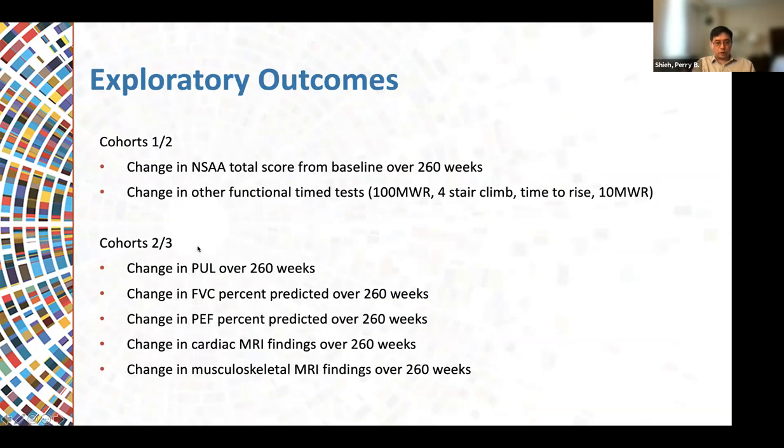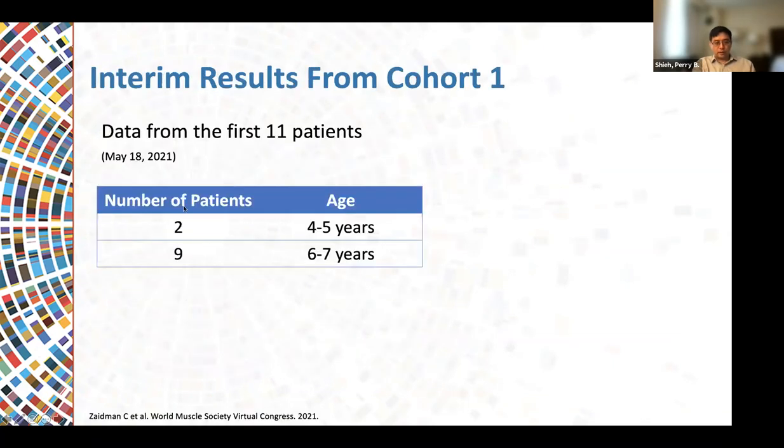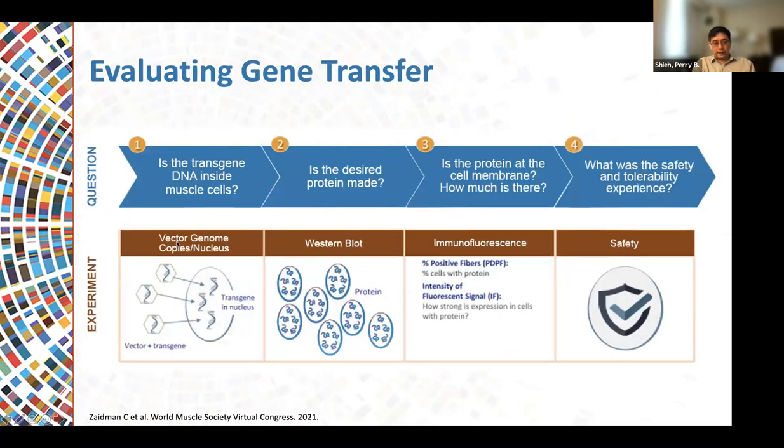So there are three cohorts. We'll be talking about the first 11 patients. These are their ages. And again, looking specifically at what was in the muscle biopsy, so how much DNA was ending up in there, how much protein was ending up there by Western blot, how much protein was showing up on the histology, so by immunofluorescence, as well as capturing safety.